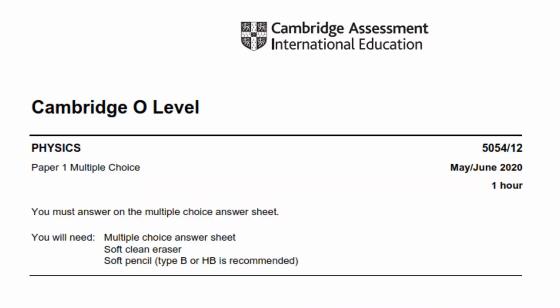Hello and welcome. This is Cambridge O-Levels Physics paper number 1, multiple choice. The subject code is 5054. This is the May-June 2020 exam, and this is variant 2 of this exam.